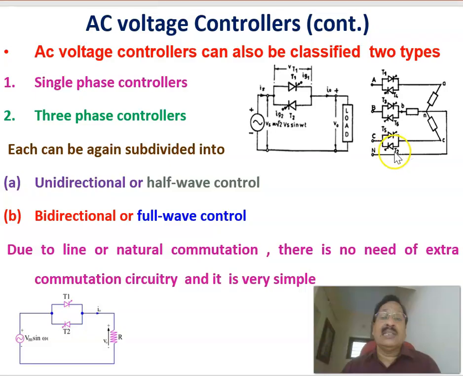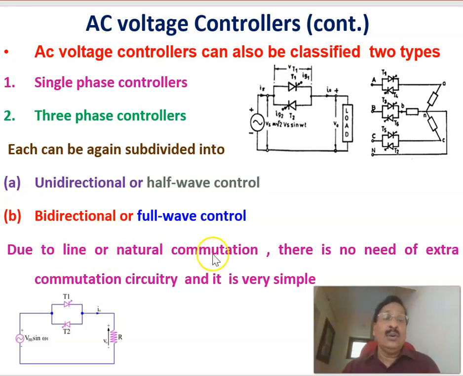Here also it is a bidirectional one, because the two thyristors are connected back to back. The positive half cycle can be controlled by thyristor T1, and the negative half cycle by thyristor T2. Both halves can be controlled. That is why it is called a bidirectional or full-wave controller. And if you replace one thyristor by a diode, it is a unidirectional half-wave controller. Therefore, this single-phase AC voltage controller is a bidirectional one.